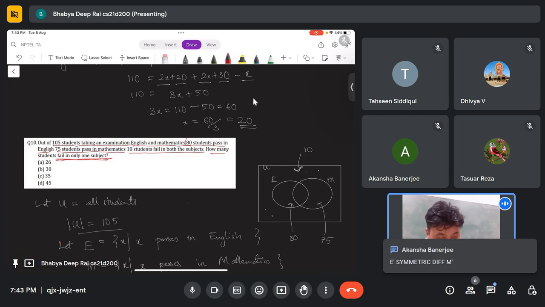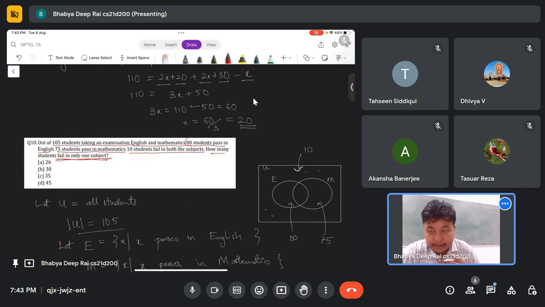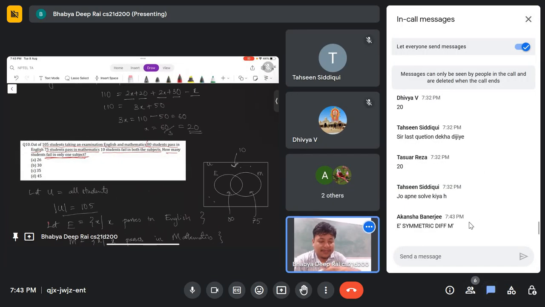Okay, Akanksha is saying E symmetric difference M. E complement symmetric difference M complement. Okay. Anyone else? Divya, Taswar, Tehseen.